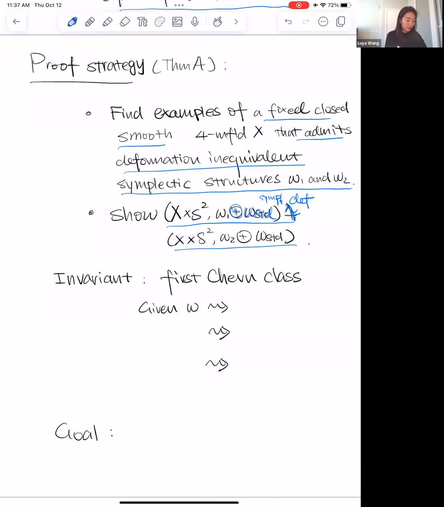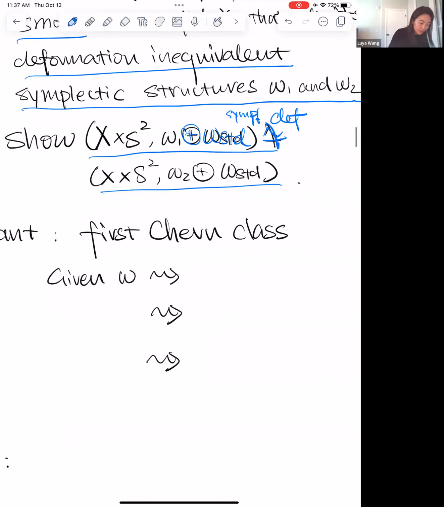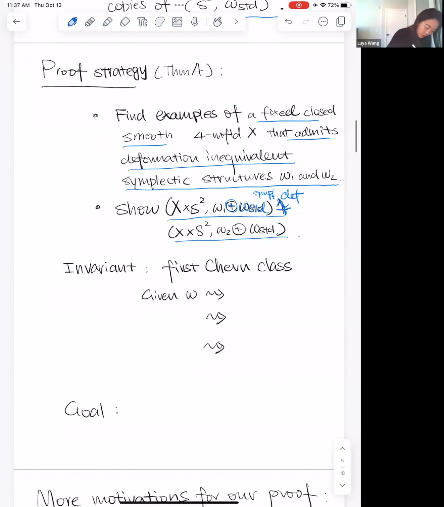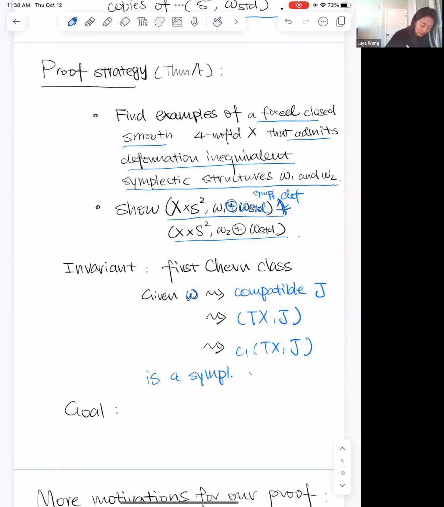And as mentioned before, the invariant we use is the first Chern class. So given a symplectic form, I can associate a compatible J. Okay, so this is very classical, but just to mention here for completeness. And then once I have a J, I have a complex bundle, and then I can take the first Chern class of this. And note that any compatible J's are homotopic, so this is a symplectic deformation invariant.